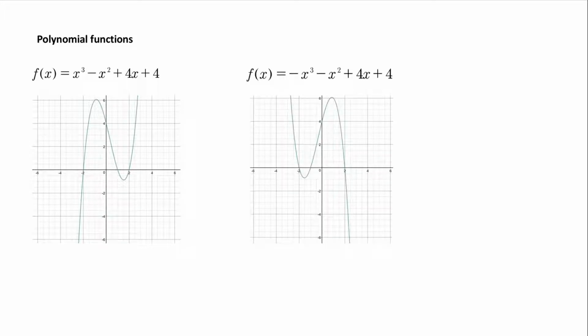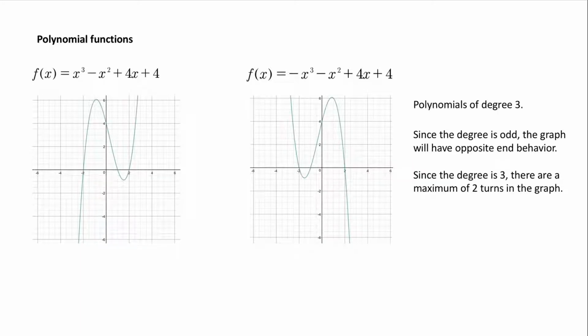Now let's look at the function f of x equals x cubed minus x squared plus 4x plus 4, and the function f of x equals minus x cubed minus x squared plus 4x plus 4. These are both polynomials of degree 3. Since the degree is odd, the graphs will exhibit an opposite end behavior.